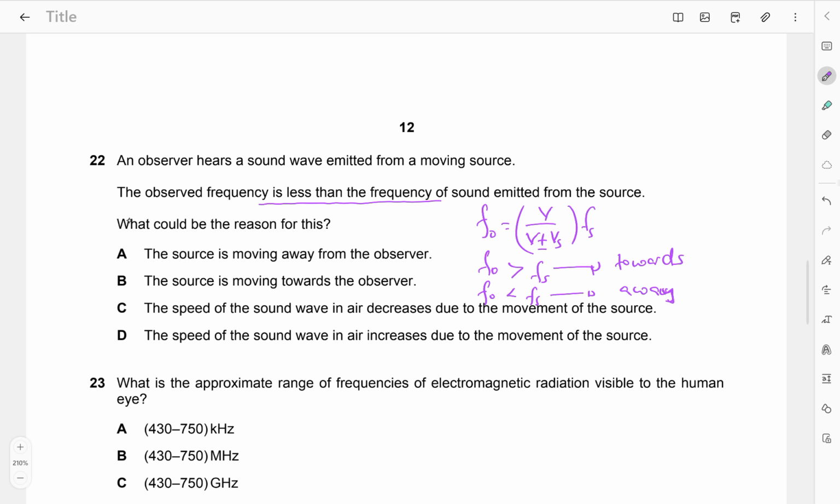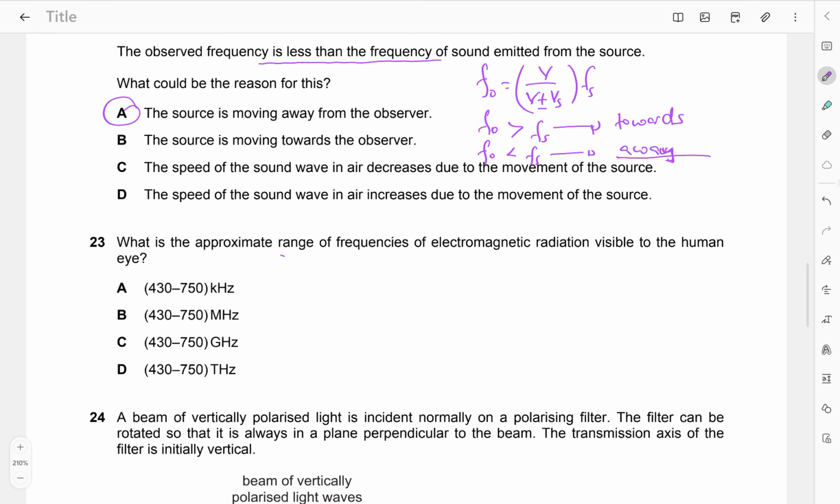What could be the reason for this? Remember, they said the observed frequency, that is f0, is less than the frequency of the sound emitted from the source. So we are looking at f0 less than fs. That means away. The source is moving away from the observer. That is very true. The source is moving away from the observer. If it is moving towards, the frequency would be higher.